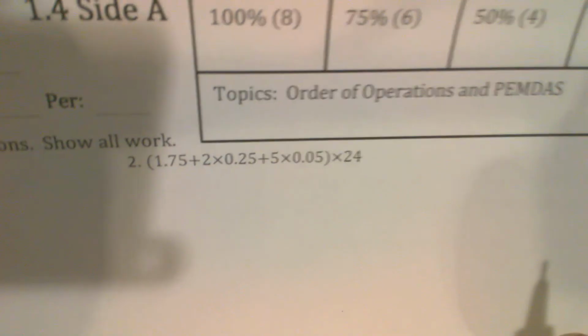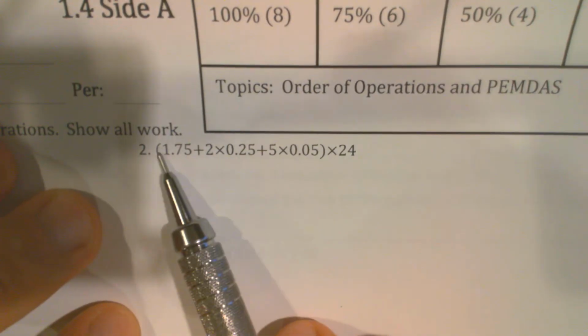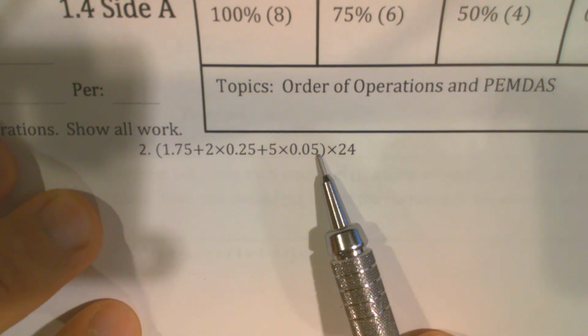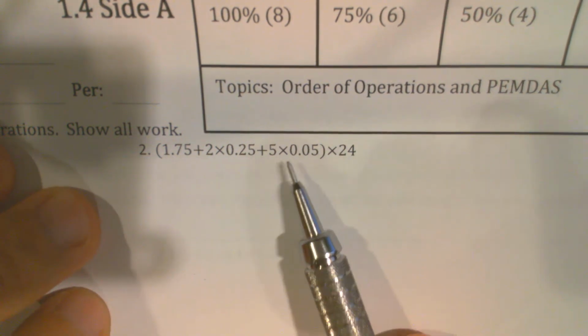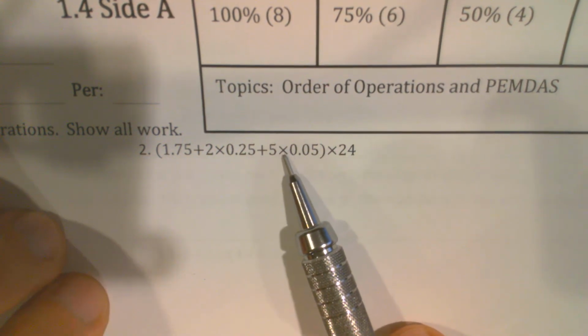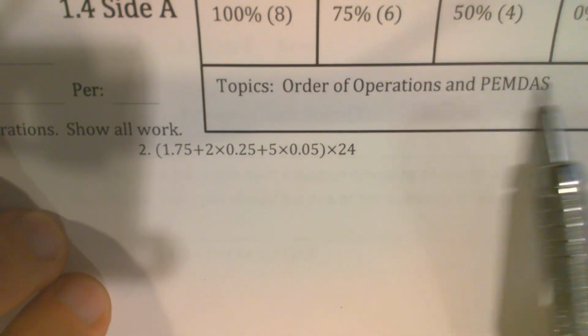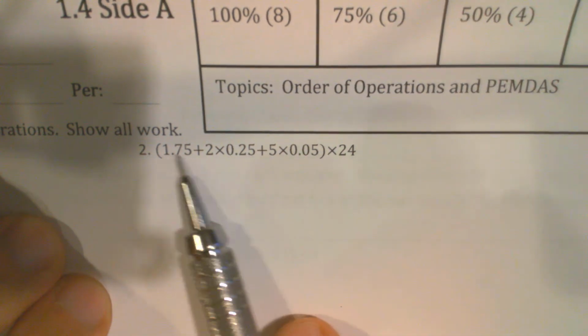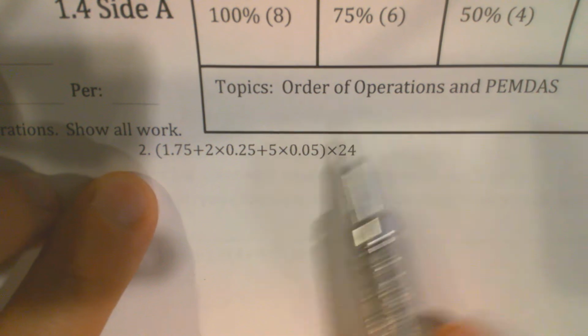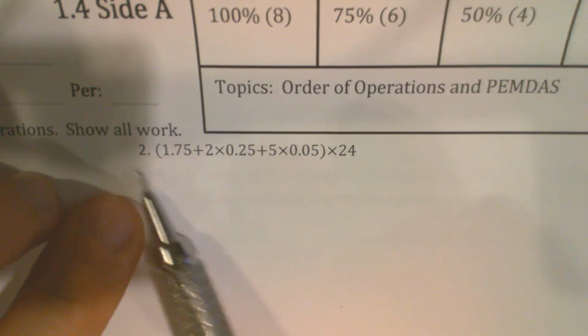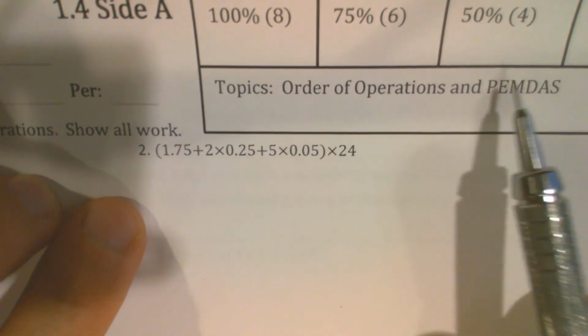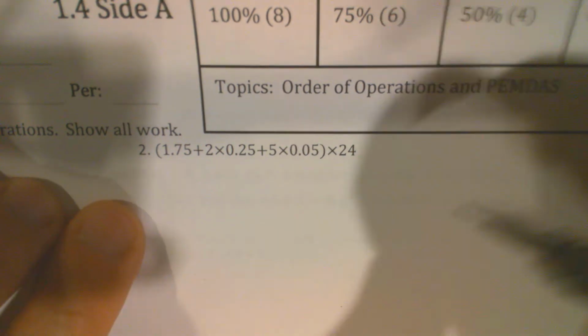If we look at number 2, we're going to start with the parenthesis. Now remember, inside the parentheses, PEMDAS restarts. So you want to go through again. Any more parentheses? Nope, just the one. Exponents? No. So now we're going to do multiply and divide.